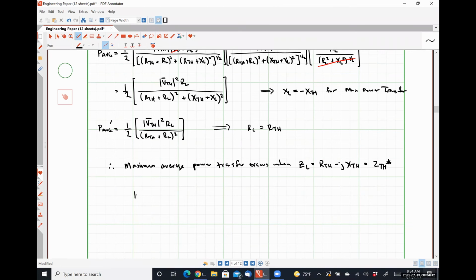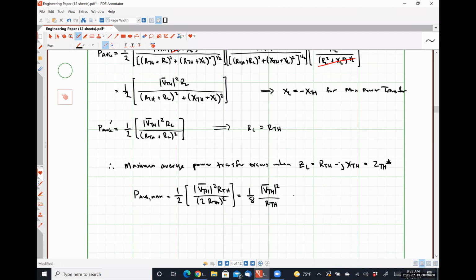And from this, we can easily derive the expression P average max is simply 1/2 times the magnitude of our Thevenin voltage squared times RTH over twice RTH quantity squared, which gives us 1/8 the magnitude of our Thevenin voltage squared divided by RTH.